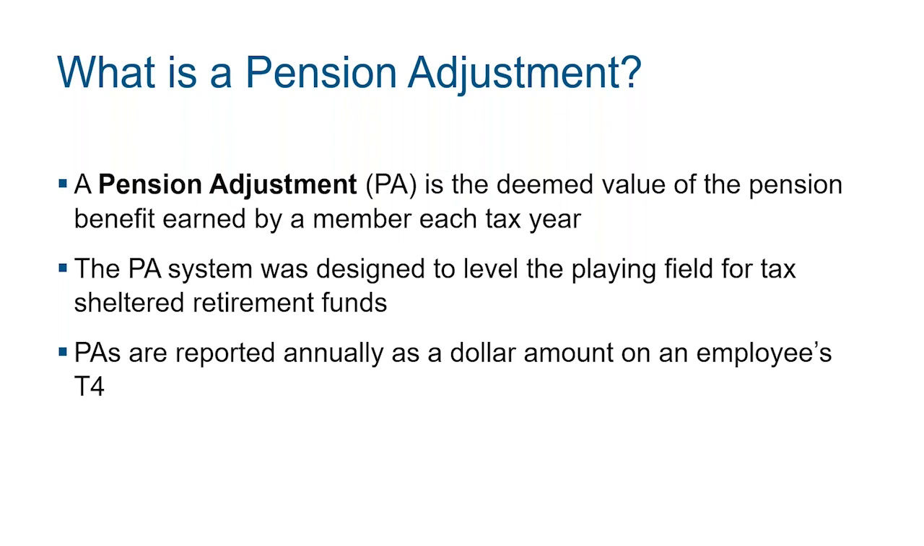This takes into account the full value of the pension a member has earned in that year as opposed to just the contribution amount. Once the value is determined, the member's RSP room is then reduced by that amount for the subsequent tax year. A member's PA is reported by the employer on their T4 and used when filing their taxes. You may recall seeing your own pension adjustment on your T4.